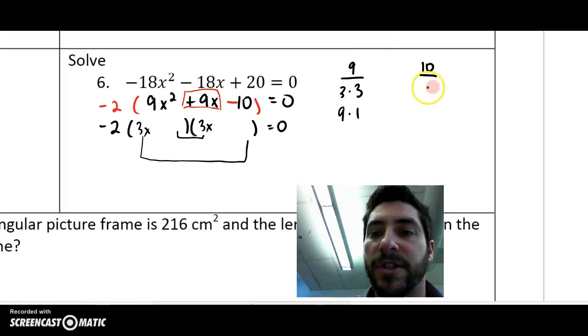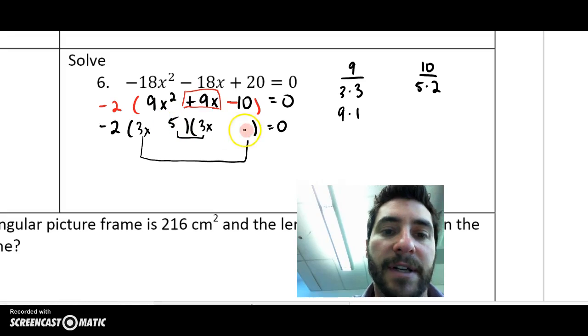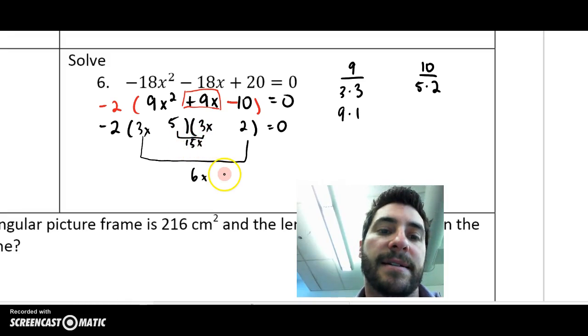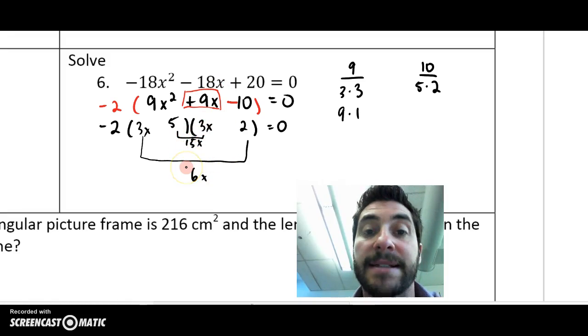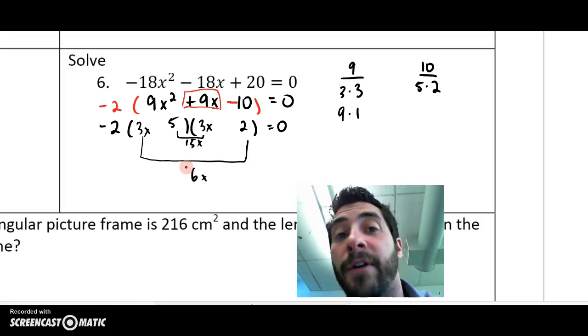Well, I'm going to start with 5 and 2 and see if that works. Plug a 5 in here, plug a 2 in here. Do the outsides, 6x. And the inside's 15x. Will those subtract to make 9x? Yeah, that's not bad. Right on. Rock on. First try. Booyah, Grandma.